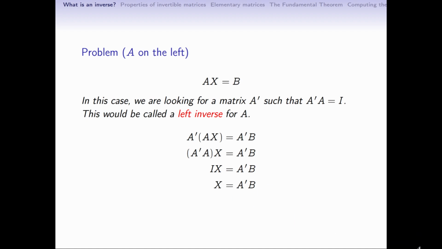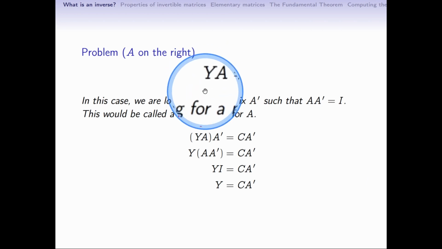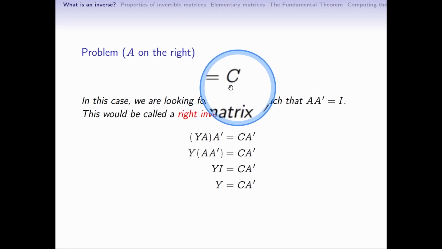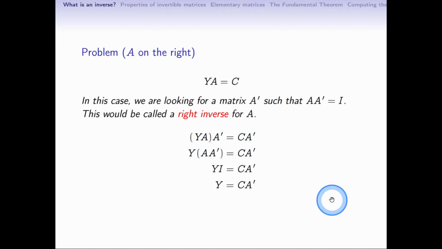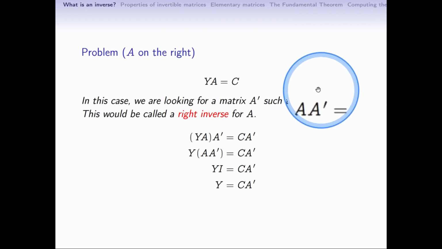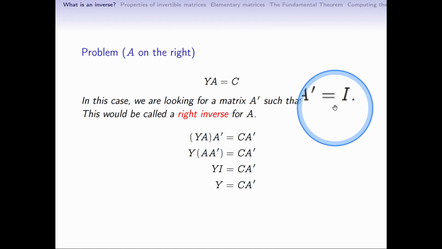Now let's contrast this with what we would have to do with an equation in which A appears on the right. Now we're trying to solve an equation of the form Y times A equals C, where Y is the unknown matrix. What's this matrix Y that satisfies the equation Y times A equals C? Now in this case, I claim we're looking for a matrix A prime that has the property that A times A prime is equal to the identity matrix. This is what's called a right inverse for the matrix A. All right, A times A prime equals the identity.